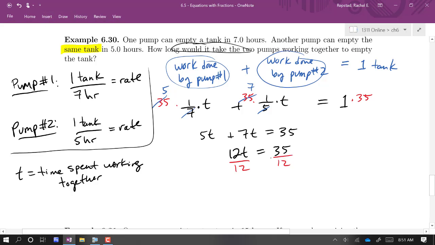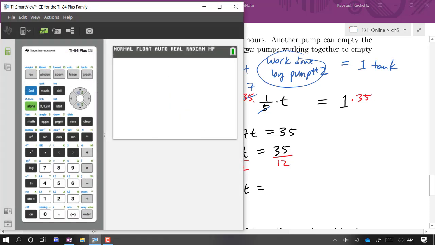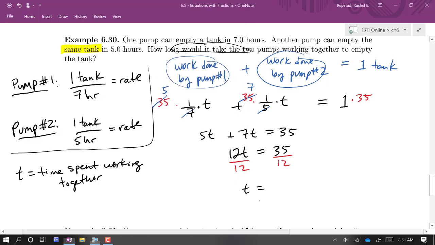Now, a lot of the time I would just leave an answer as a fraction, but there's some context here. We're trying to figure out how long it takes. So I'm going to do the division on the calculator and see what we get. 35 divided by 12 is 2.92 hours.